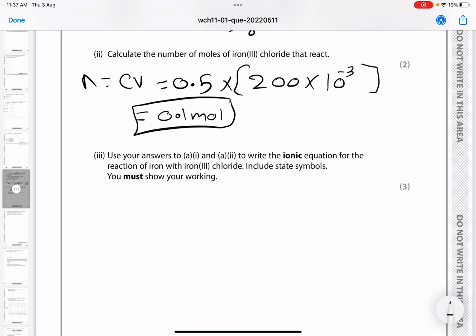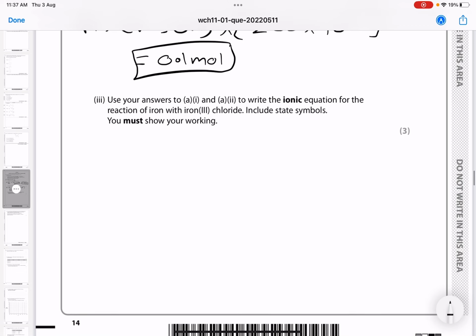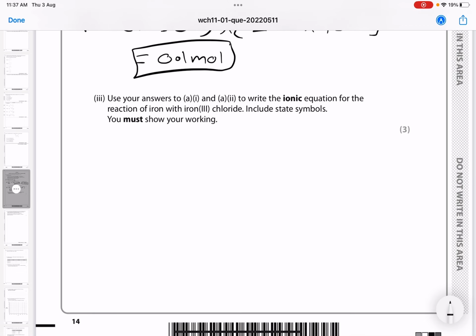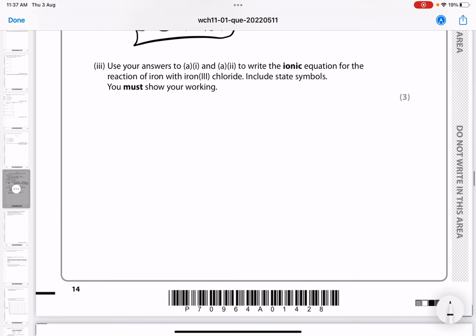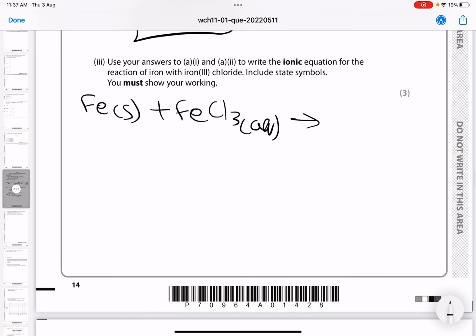Part (iii): use your answers to (i) and (ii) to write the ionic equation for the reaction of iron with iron(III) chloride. Include state symbols. You must show your working. So guys, we have a solid piece of iron. It reacted with iron(III) chloride, which is an aqueous solution. This was stated in the question. At the end we have an aqueous solution of FeCl2. It's also an aqueous solution.